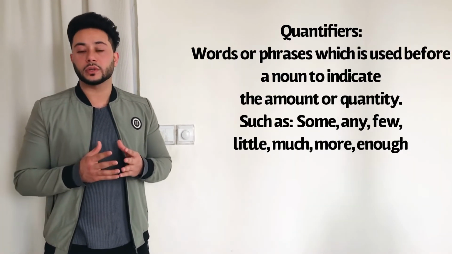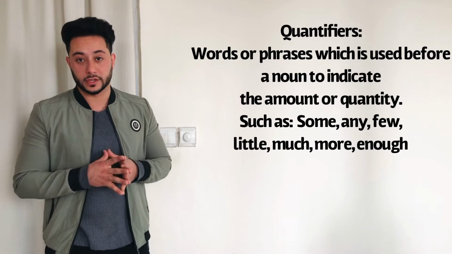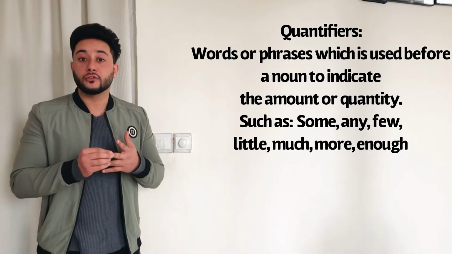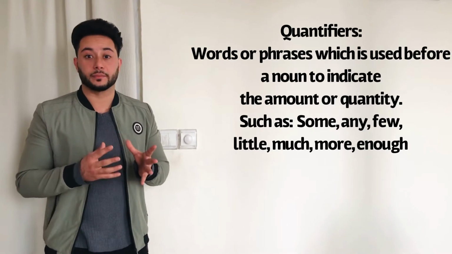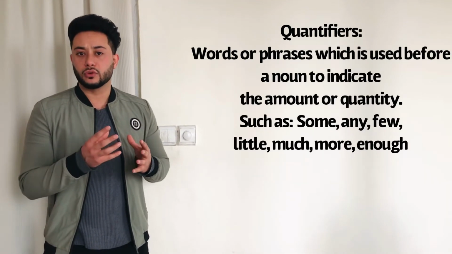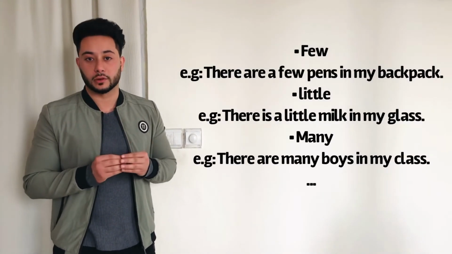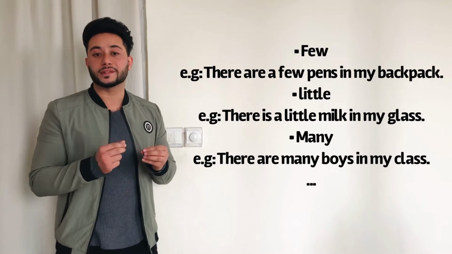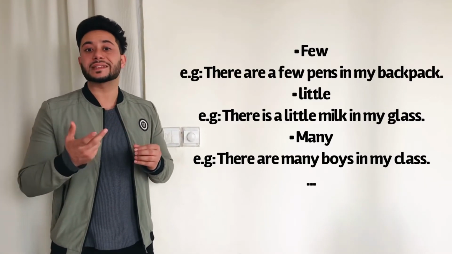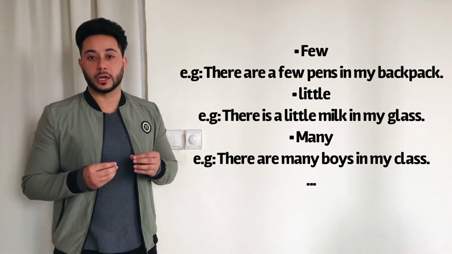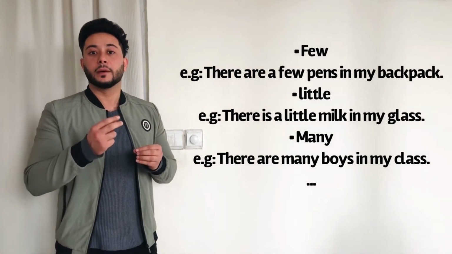There are many quantifiers in the English language, dear all friends. For example, any, much, many, a few, a little, enough, or some. Today we're going to talk about a few of them. We use the first one, a few, with nouns which are countable. For example, I have a few pens in my backpack. The second one is a little. We use a little when we're talking about nouns which are uncountable. For example, there is a little milk in my glass.